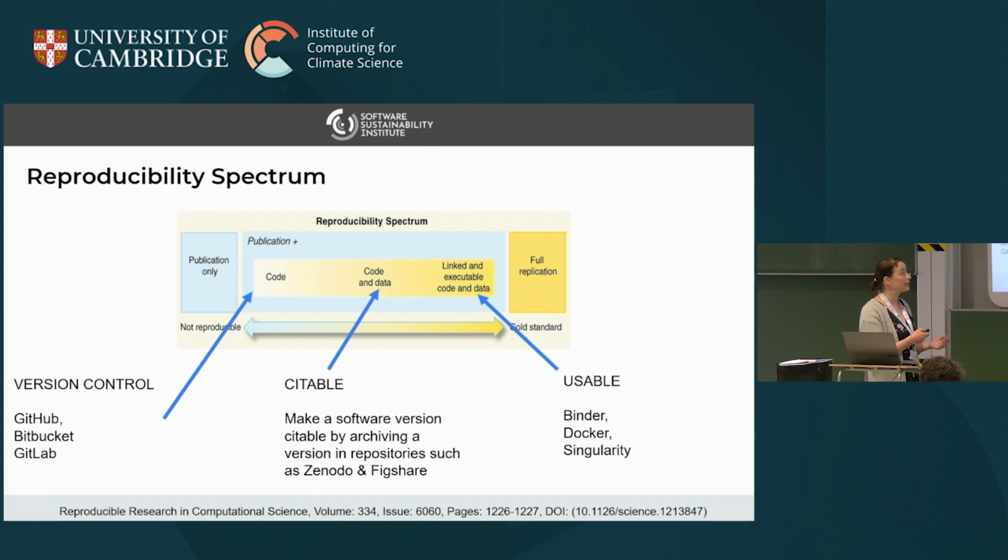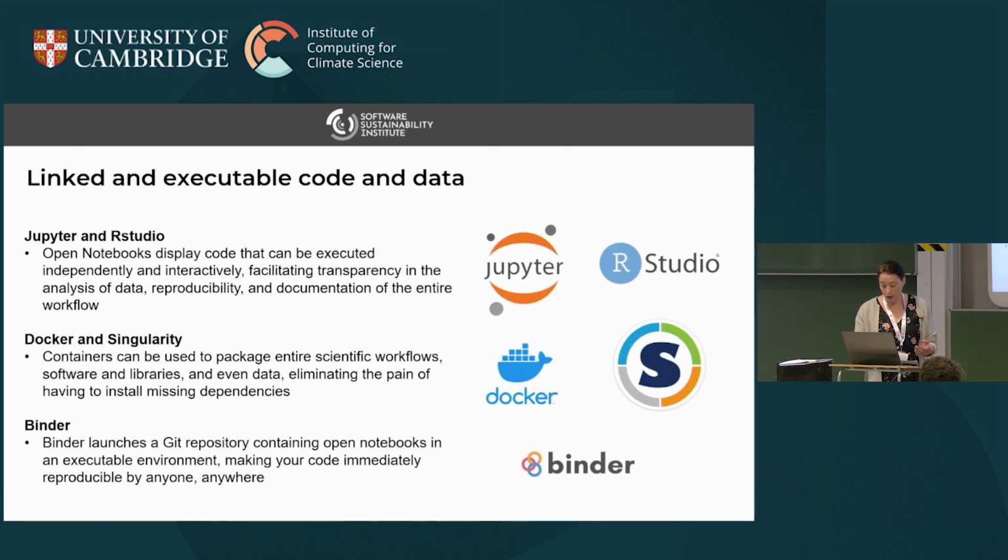And then the final step, which I have to say I'm slow to embrace and not quite there in terms of the technical side, is making it usable. So this is linking the full workflow together using something like Binder or Docker or Singularity, which has obvious advantages because you can just unpack it. So what can you do? What kind of tools can you use for linked and executable code and data? There's loads. Jupyter notebooks are really good.